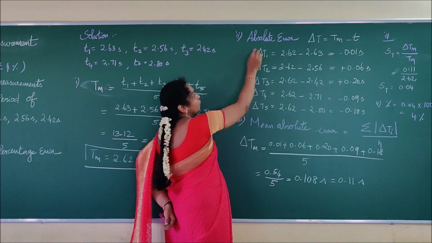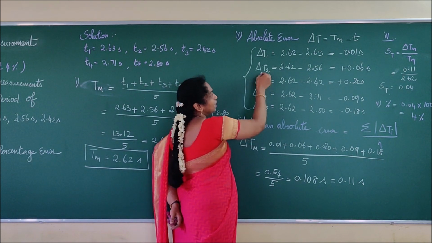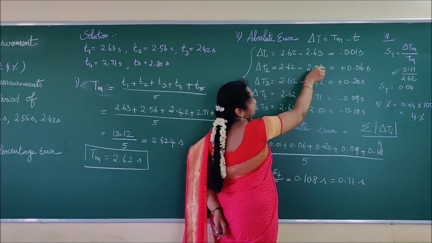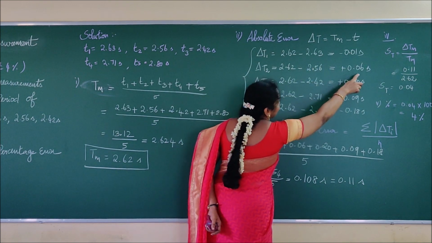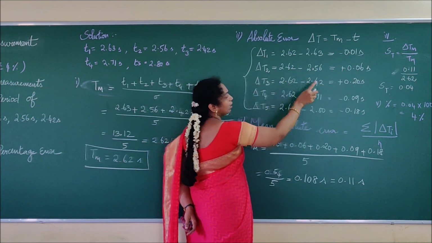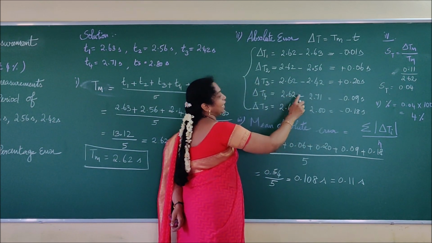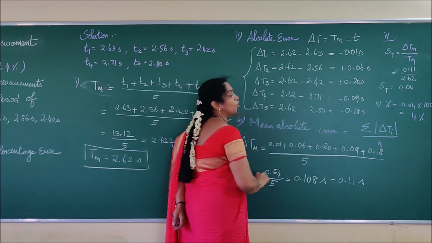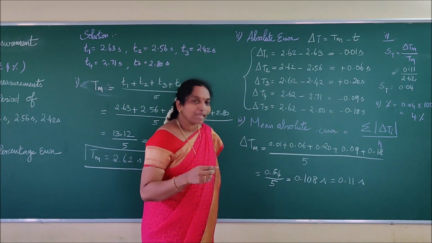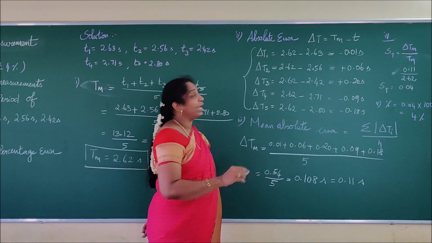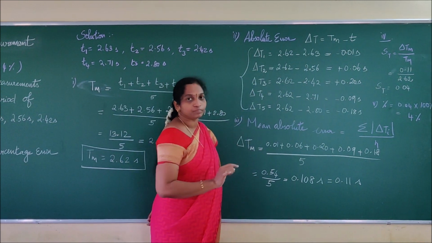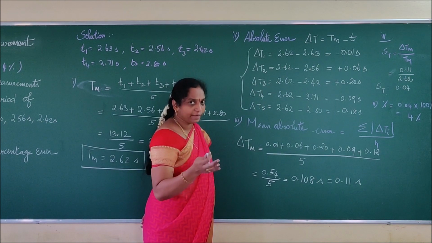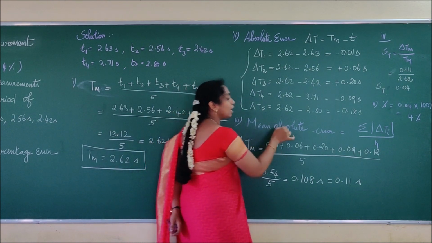Similarly, we have to find it for the 5 readings. Del T2 is equal to 2.62 minus 2.56. If I subtract, I will get plus 0.06. Here again, plus 0.20. Again it is minus 0.09. Again it is minus 0.18. So we have calculated the absolute errors. These represent the absolute errors of the 5 readings. Now we have to take a mean absolute error.